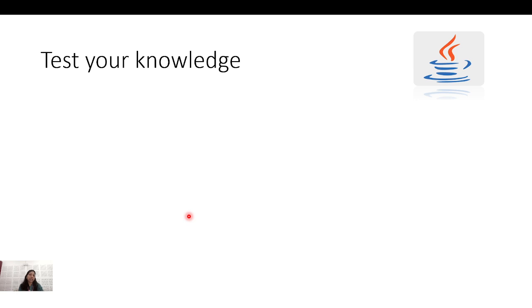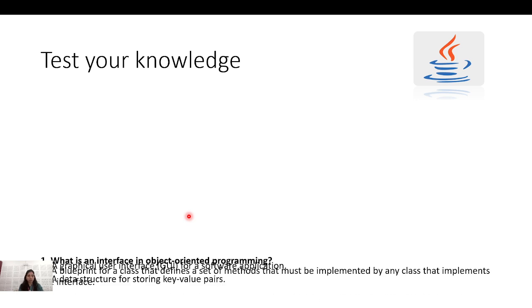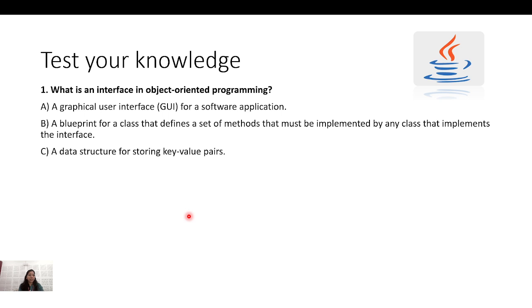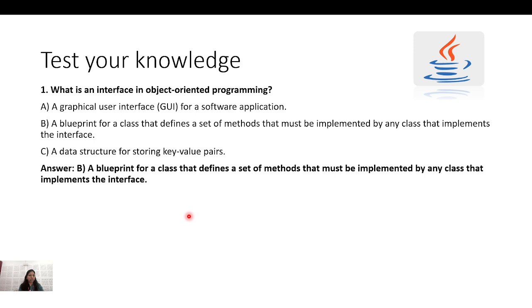Now we will test our knowledge of what we have gained from this session. What is the interface in object oriented programming? Is it the graphical GUI for the software application, or is it a blueprint for a class that defines a set of methods that will be implemented by any class that implements the interface? Yes, this one. Interface is a blueprint of a class that defines a set of methods. Not the third option, a data structure for storing key value pairs, that is the map, not the interface.